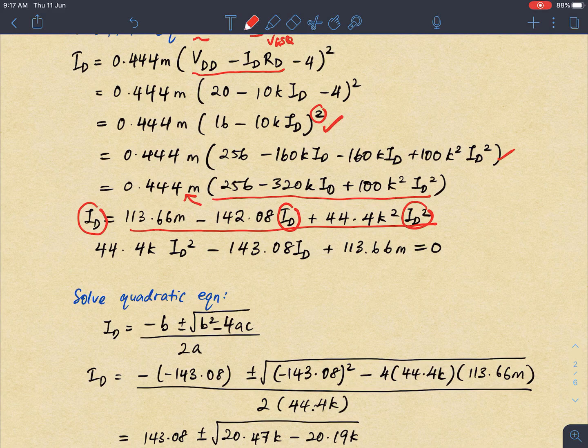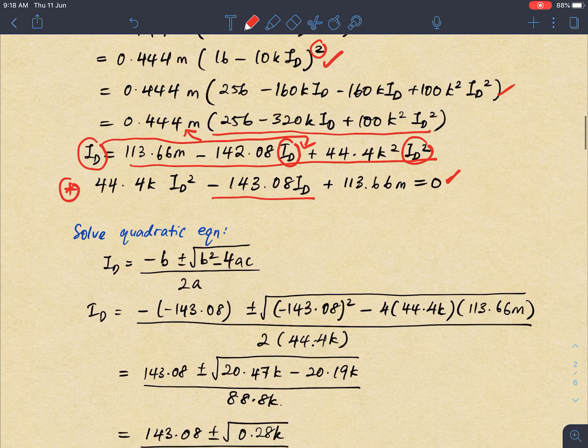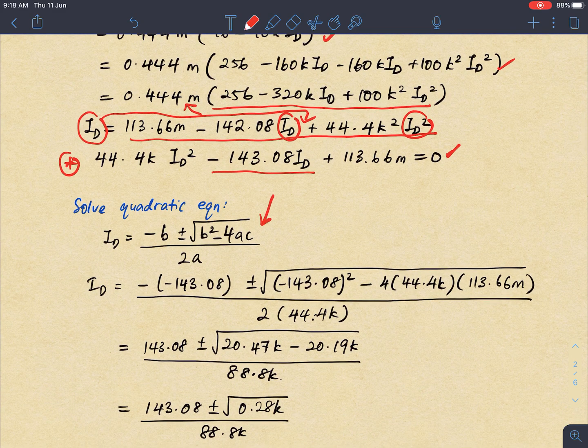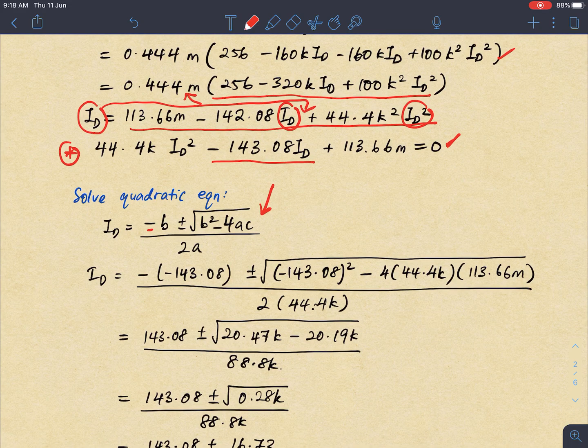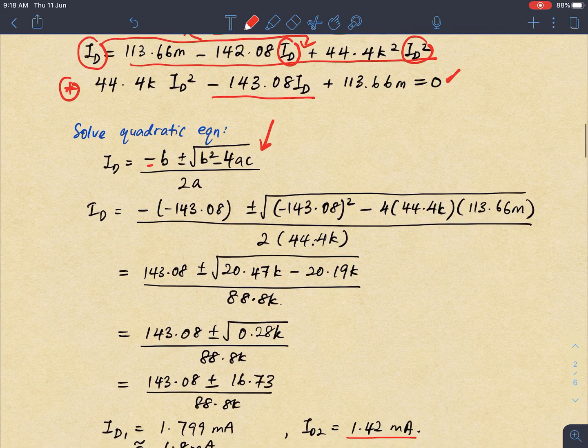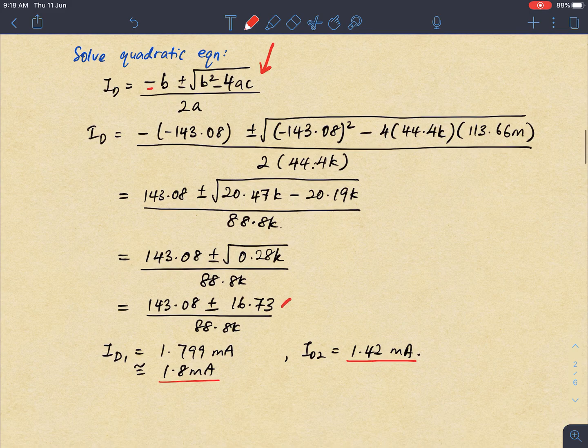Remember that this equation is equal to ID, and here is ID, and here is ID squared. Then we make this equation balanced. We set 0 here, so transfer this ID to here. That's why we get negative 142.08 ID minus 1 ID, so it becomes negative 143.08 ID. Then this equation equals 0. This is the final quadratic equation. Then you solve using the formula, remember there is a negative b, plus or minus square root of b squared minus 4ac, divided by 2a, and solve until you get the answer.